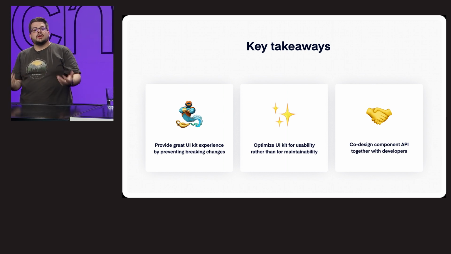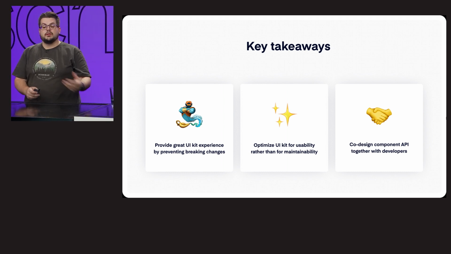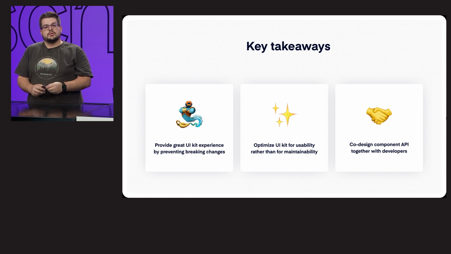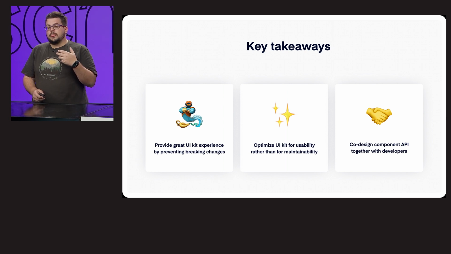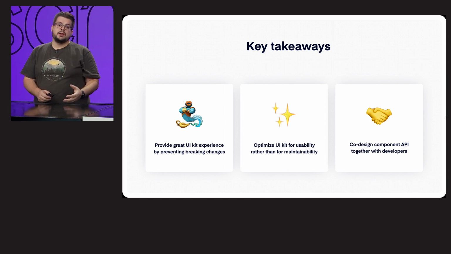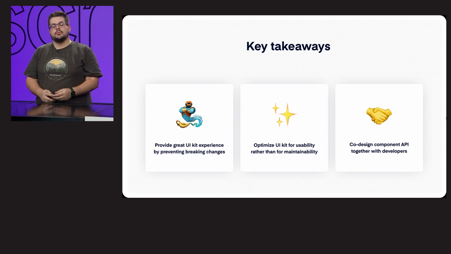So what would be the key takeaways from my talk today? I think that we should provide a great UI kit experience by preventing breaking changes. And we should do as much as possible to do this, even if it means that maintainability will be harder for us as maintainers of the UI kit. With this in mind, we should optimize our UI kit for consistency. And when we are working on components and discussing how the component should work, we should co-design component API together with developers, and not just with design system developers, but also include designers and developers from product teams, because they have many different perspectives on how they work with components.